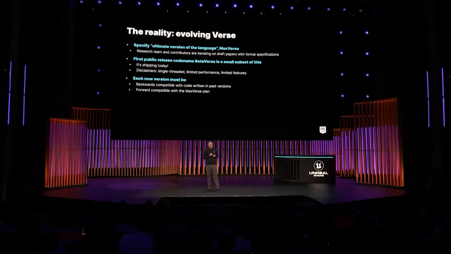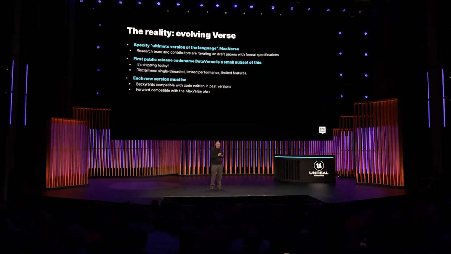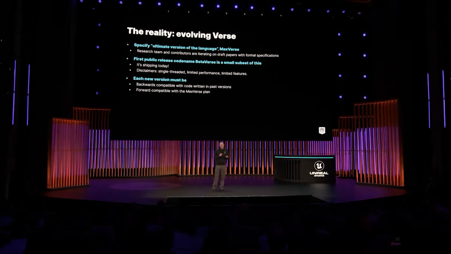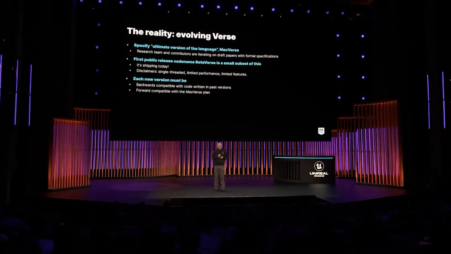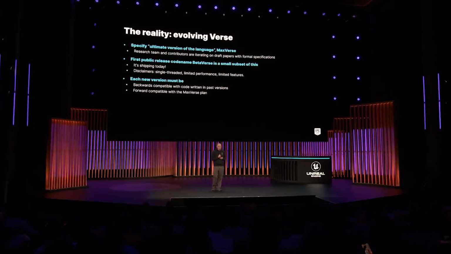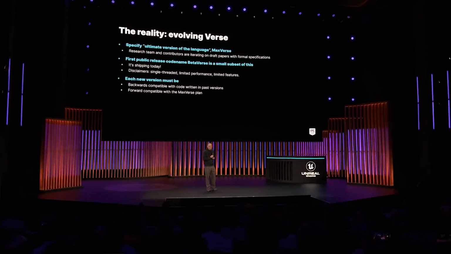To do this, we recognize that we're building in a very long-term evolutionary environment where we're designing a language for the very long-term future, and we've codenamed that MaxVerse, and we have a massive specification written out on paper for what we want the language to eventually be. And we're working toward that step by step in what we call Betaverse. This is the beta version of the language that's launching right now.